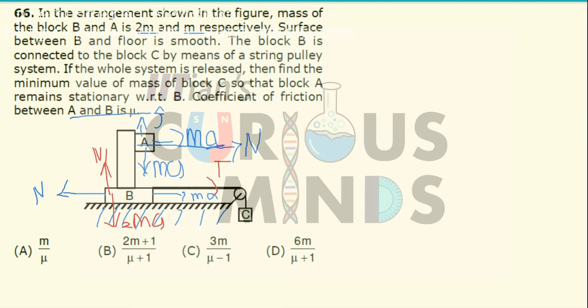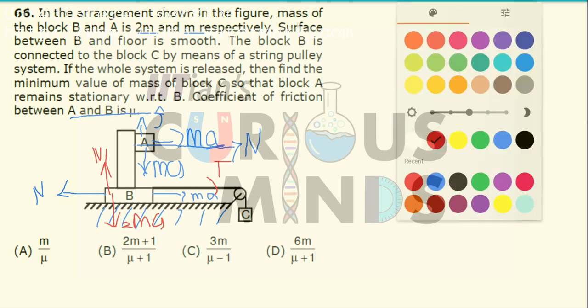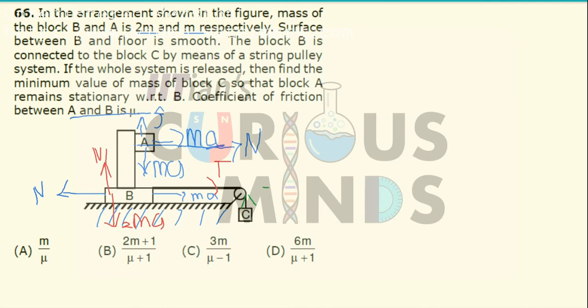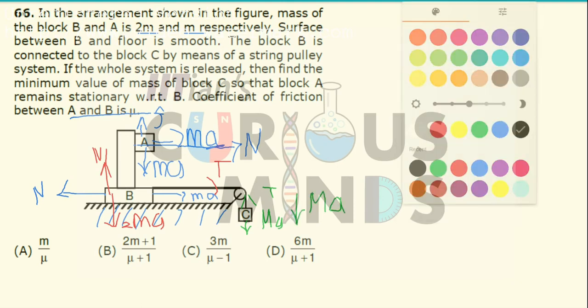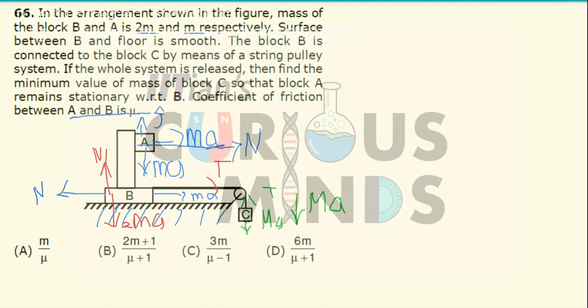Similarly, if I write down for block C, the same tension will act in the upward direction. This mass is unknown, so Mg will be in this direction. This block will slide downwards with the acceleration a in the downward direction. So let us write down the equations over here. Let us start with block A.